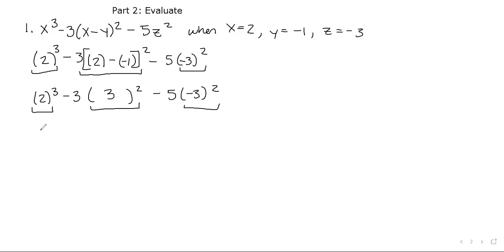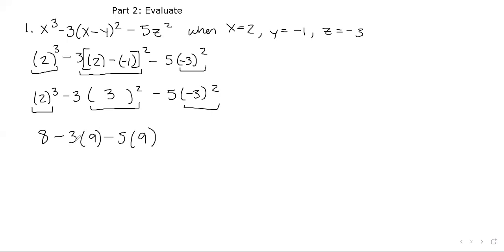So 2 cubed is 8. This minus 3 we're going to bring down. And 3 squared is 9. This minus 5 we're going to bring down. And -3 squared is also going to be +9. Okay? Notice when I have something multiplied, I bring that down and put it in parentheses so that I can remember that I have to multiply it by this -3 and this -5.